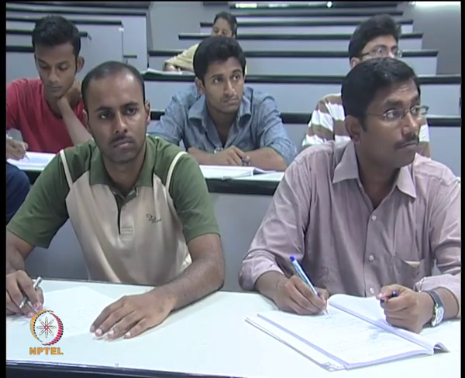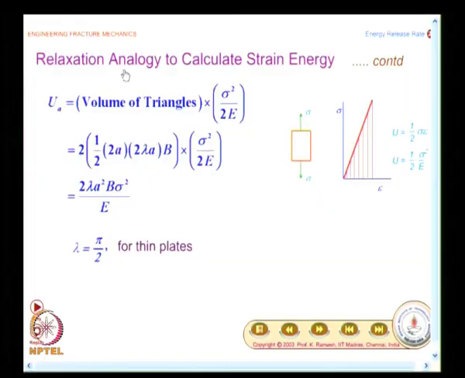Right now, we only look at an analogy, and we also bring in one more aspect. We have taken a thin plate, we are really considering a plane stress situation, and for plane stress situation lambda is taken to be pi by 2. This also will get clarified when we actually do the calculations based on the displacements and the stress field. So, when I do this, I get U_a equal to pi a squared B sigma squared divided by E.